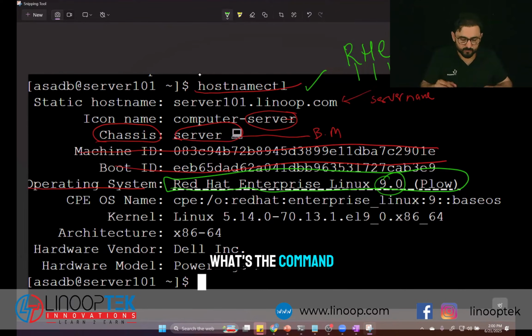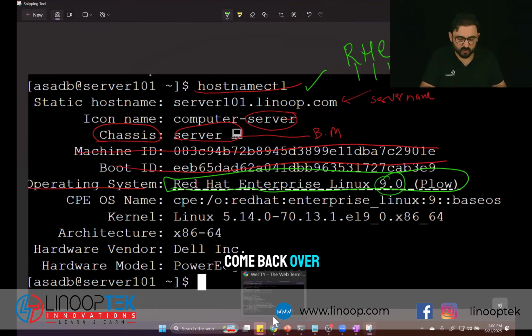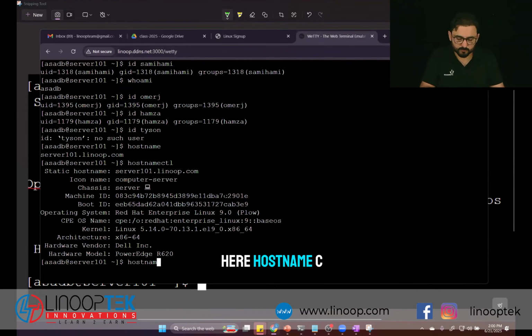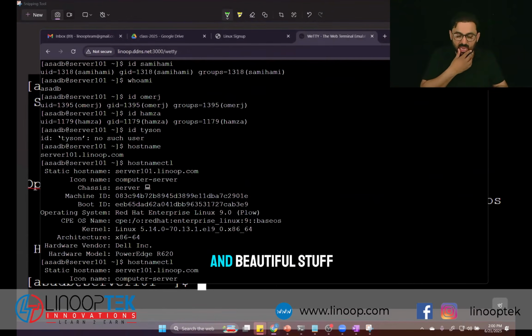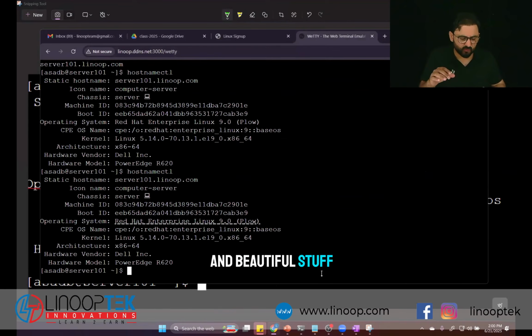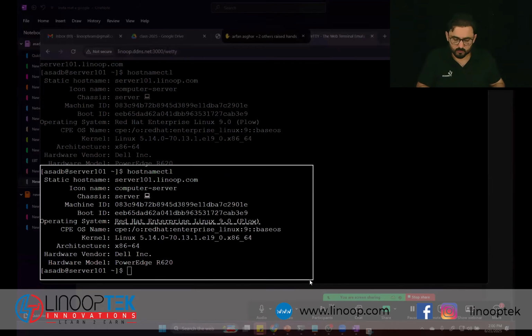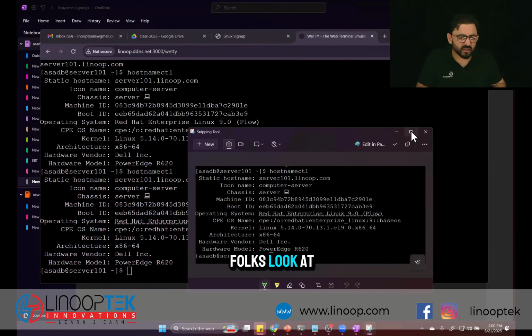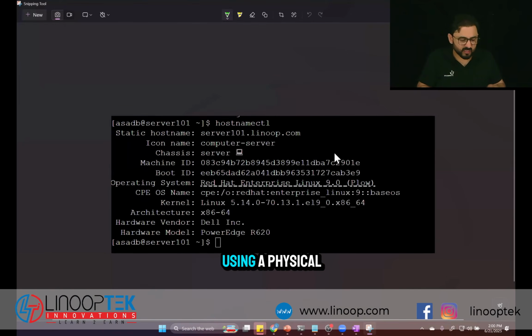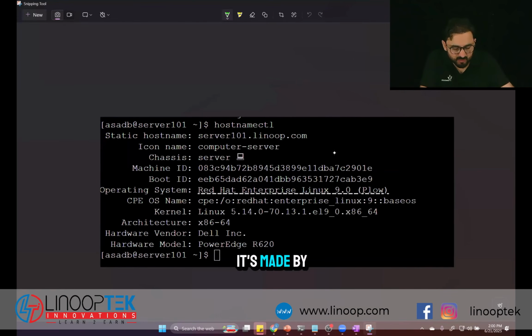What's the command? hostnamectl. Come back over here. hostnamectl. And beautiful stuff over here, ladies and gentlemen. Let's take a look at this one more time. Folks, look at the beauty. It's showing you that you are using a physical server. It's made by Dell. This is the PowerEdge model number.